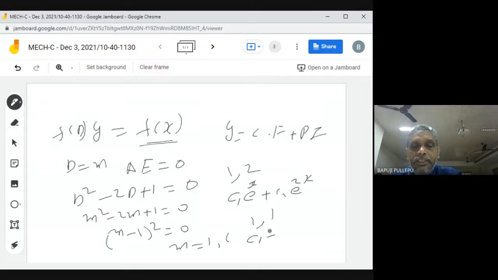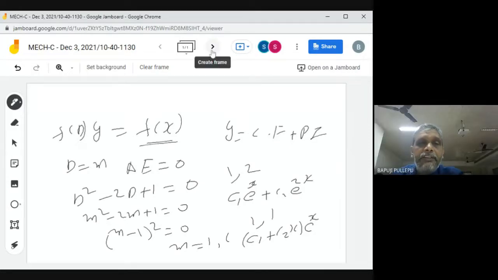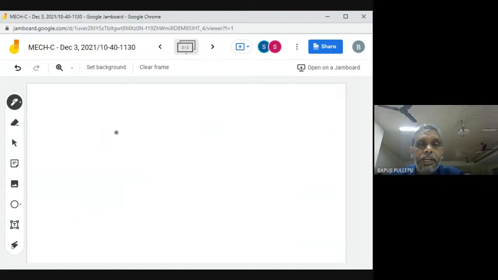So how will you write? C1 plus C2x into e to the power of x. Any doubt? No, sir. Clear? Then suppose we have complex roots, alpha plus or minus i beta. Suppose 1 plus or minus 2i. The real part is 1, so you can write e power 1x, open the bracket, C1 cos 2x plus C2 sin 2x.